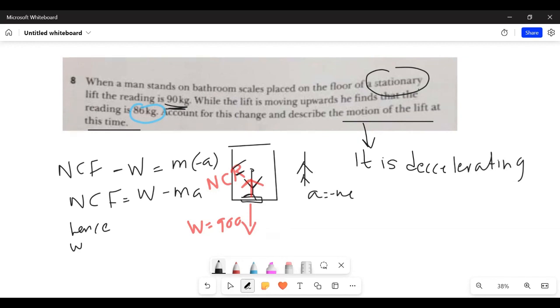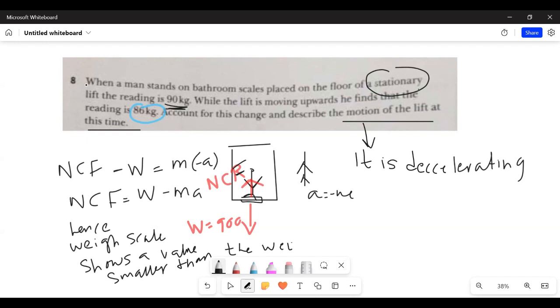Hence, the weighing scale shows a value smaller than the weight, because the weighing scale actually measures the normal contact force. Okay. Next question.